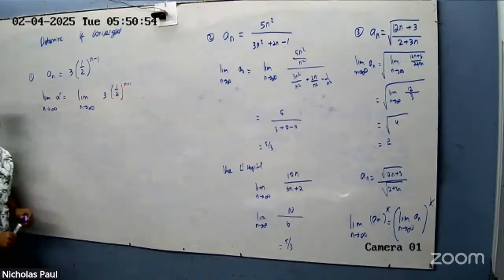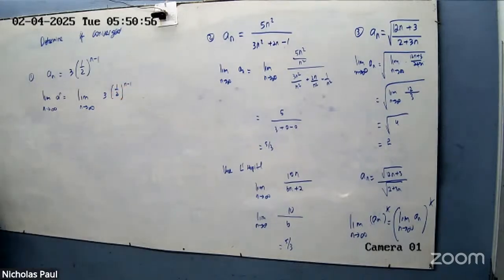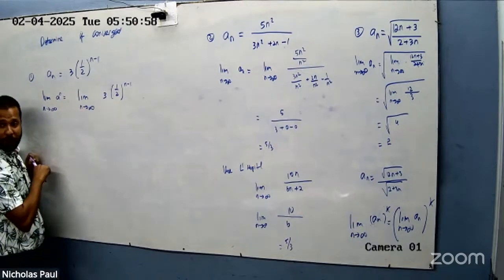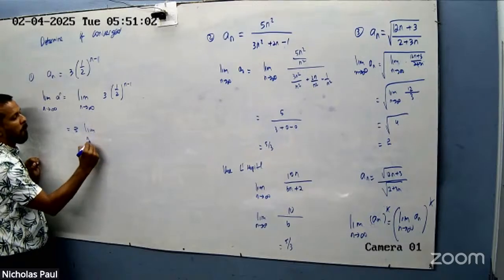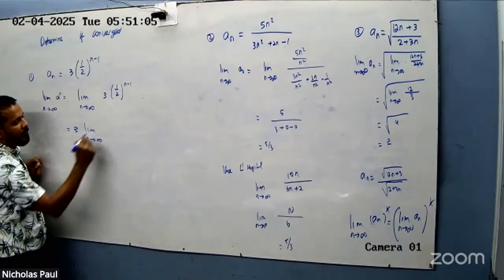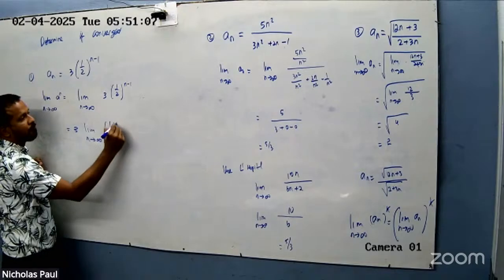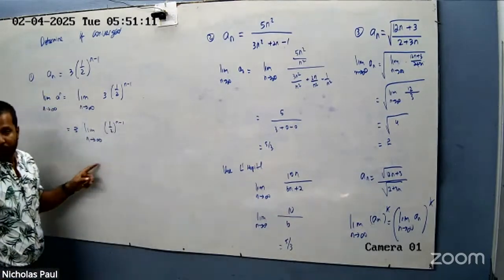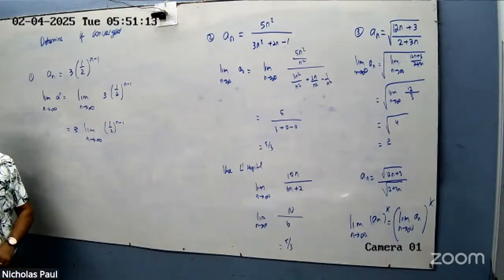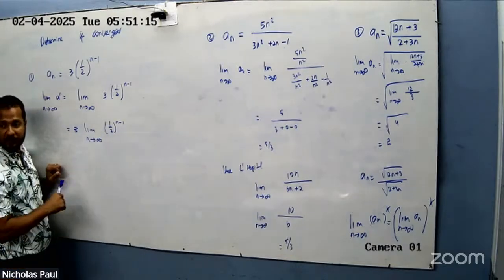What can I do here? What can I do with the power? I can put it in front. So I'll end up with this. Can I use this rule here, like pull out the n minus one? No, this is not constant.